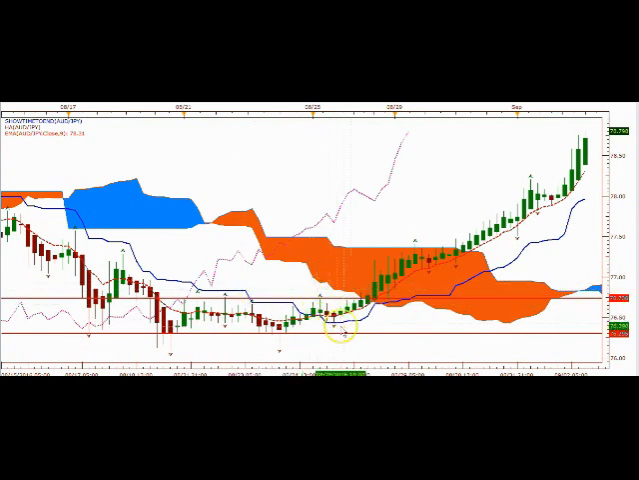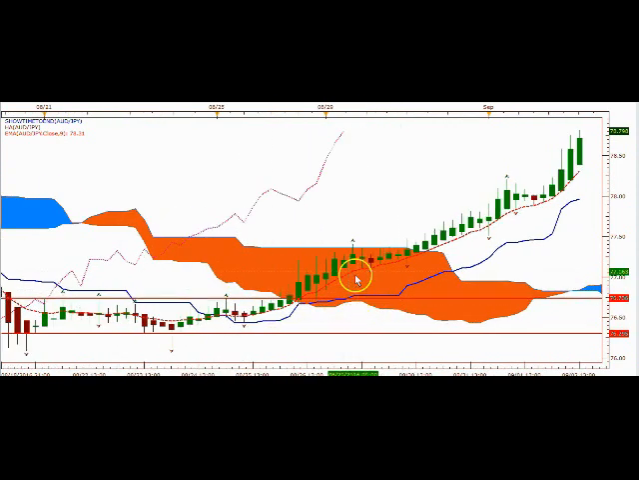We get a TK crossover here. Then you can see you got bounces. Here's a bounce right here.